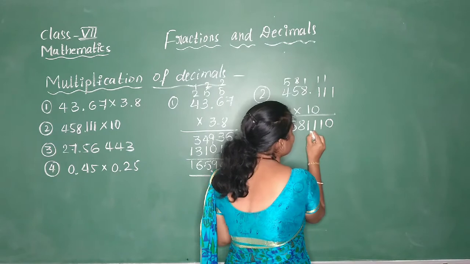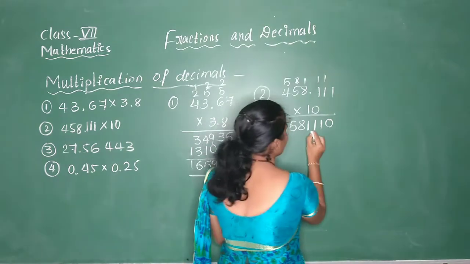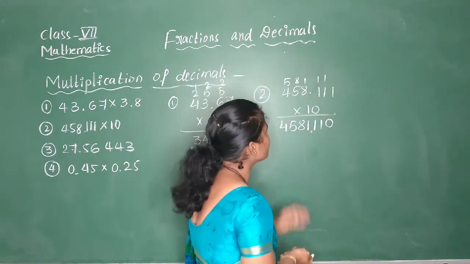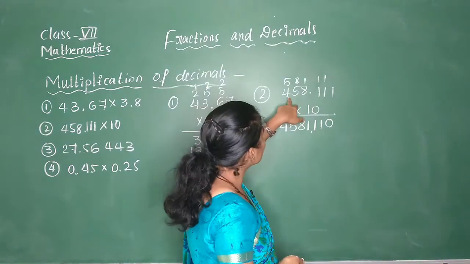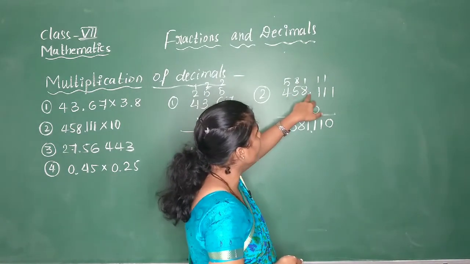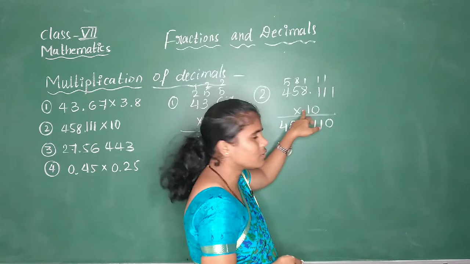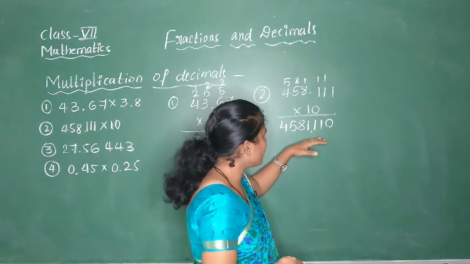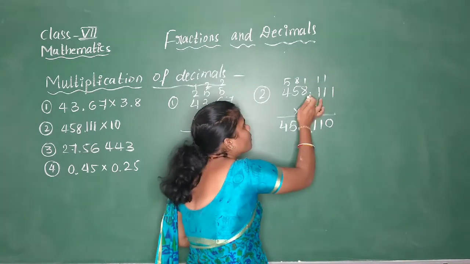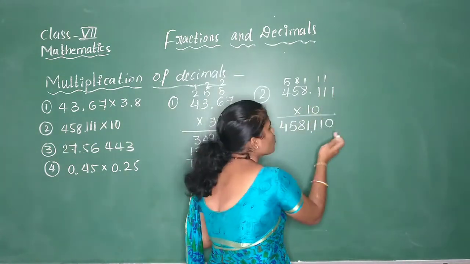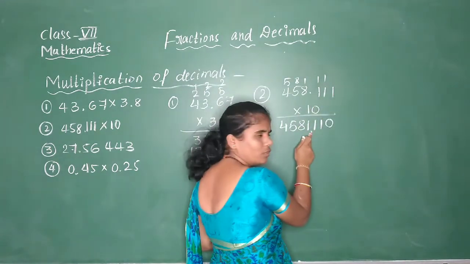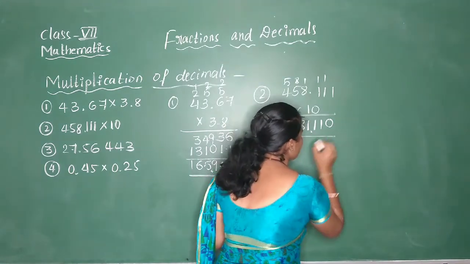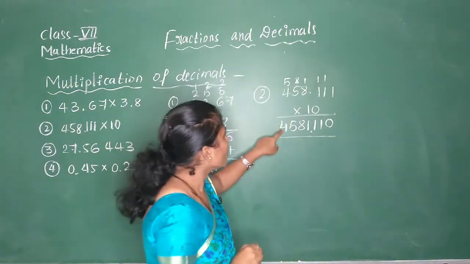Here we have to put the point. I hope you understood that. Here first multiply this 458.111 with 10. First you multiply, and at the end of the result, after the point, 3 digits are there, so before 3 digits we have to put the point. This is the final answer.